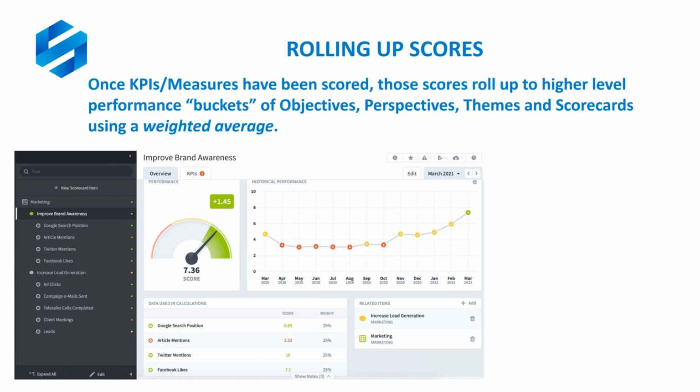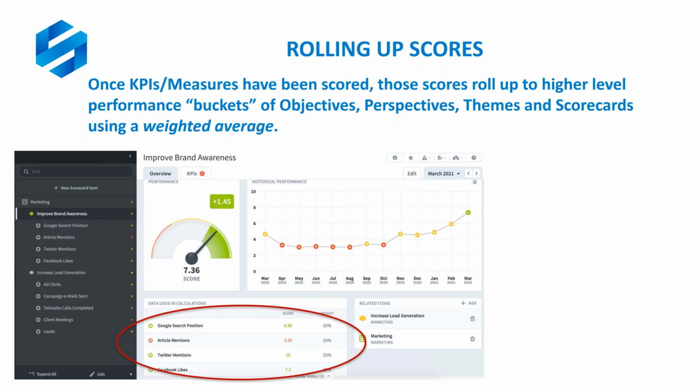If you can focus your attention on the far left where we've got improved brand awareness highlighted and its name is up at the top. So we're looking here at an objective to improve brand awareness within the marketing department's scorecard. And under that objective, four different measures of Google search position, article mentions, Twitter mentions, and Facebook likes have been identified as measures. They were all set up uniquely and individually. They are all being scored.